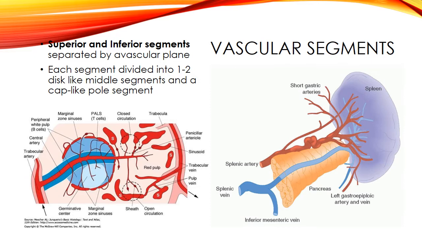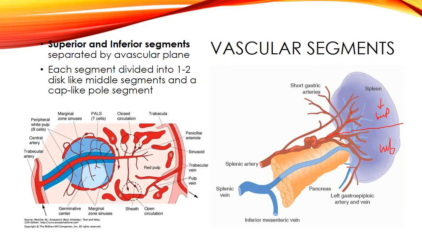So over here we have the splenic artery. As you can see, once it reaches the hilum, it is going to divide into 4 or 5 branches. And the way in which it is dividing, you can see that it is dividing the spleen into 2 segments. It is dividing the spleen into a superior vascular segment. This is the superior segment over here. And it is also dividing it into an inferior vascular segment.